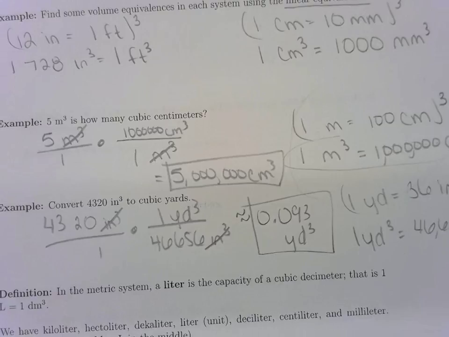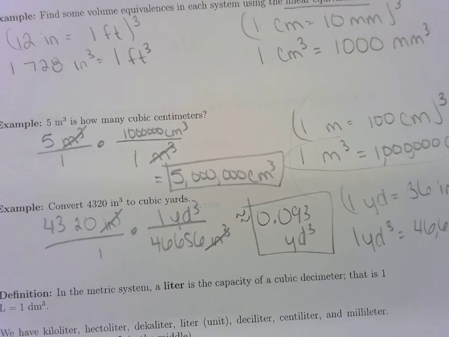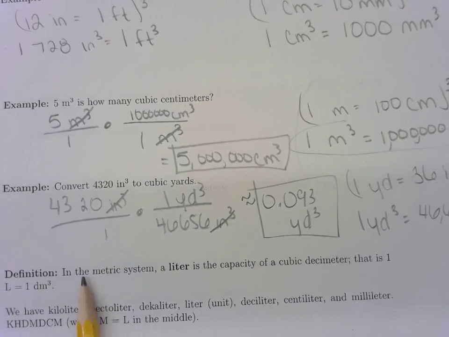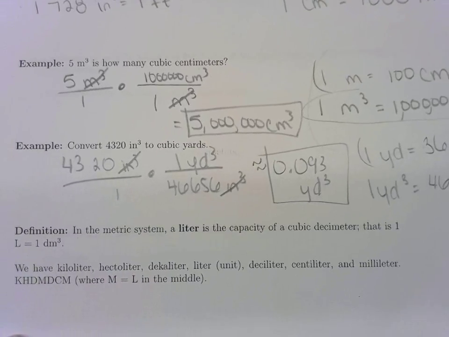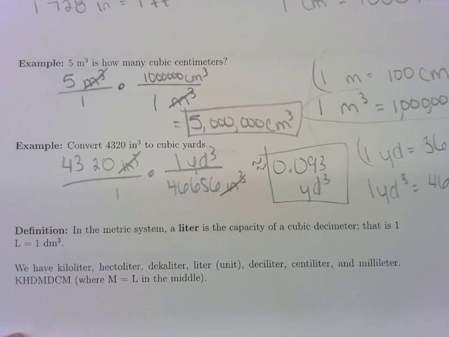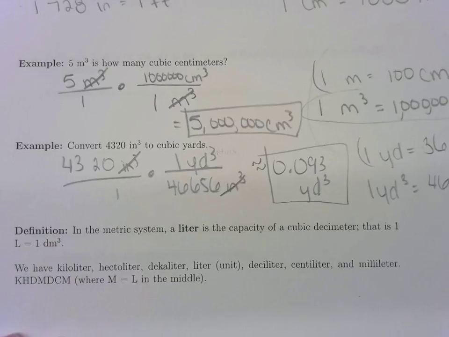Okay, so next we're going to go into liters. Okay, this is for the metric system. So it says in a metric system, a liter is a capacity of a cubic decimeter. That is 1 liter is equal to 1 decimeter cubed.